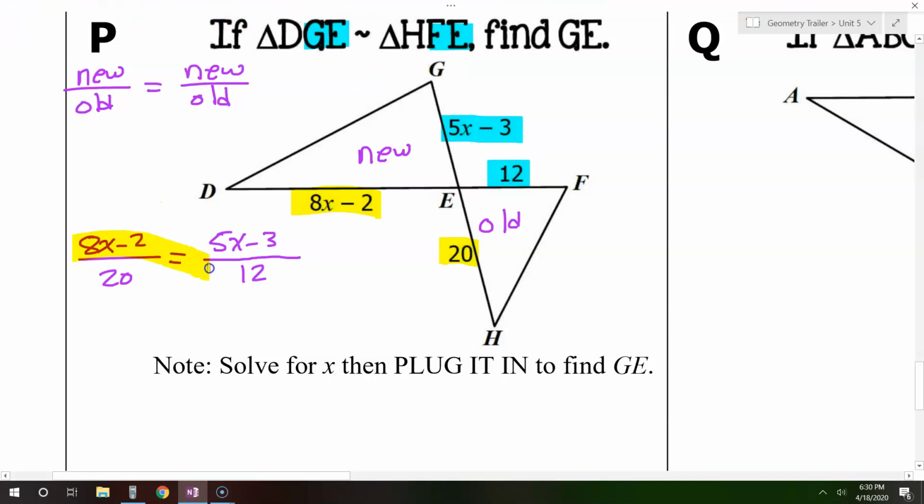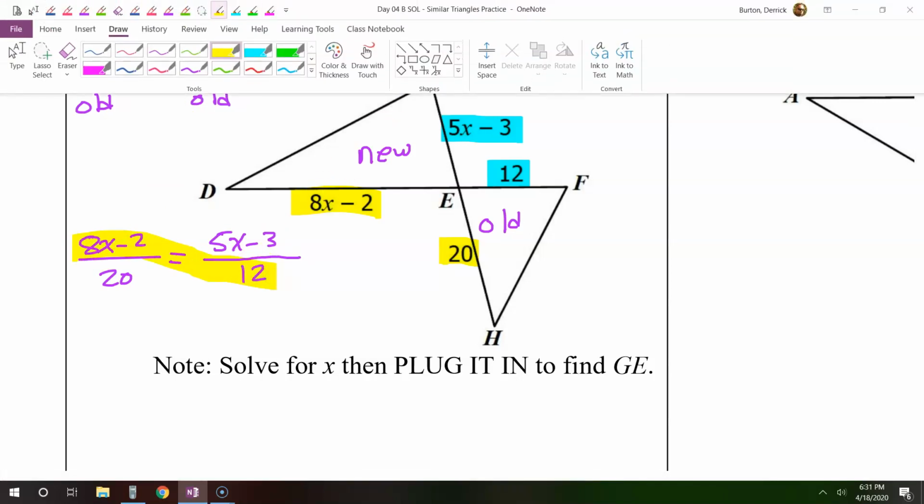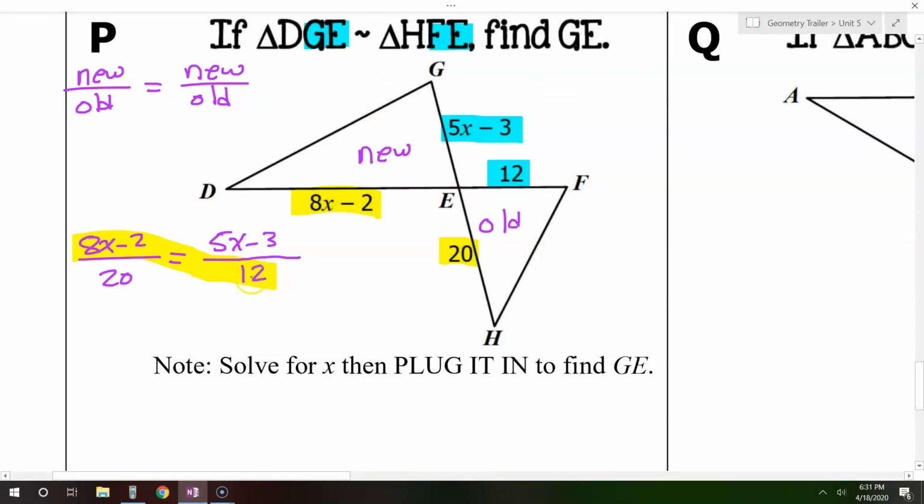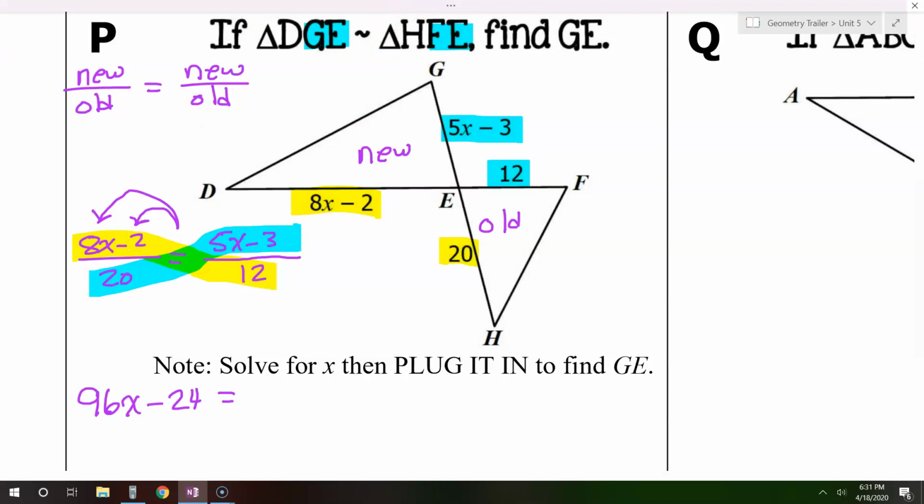Okay, so here's one diagonal. And we need to do the distributive property. Take this 12, and we're going to multiply it by each part here. So we get 96x minus 24. Now looking at the other diagonal, and again, make sure that you are doing the distributive property with that 20. So that's going to be 100x minus 60.